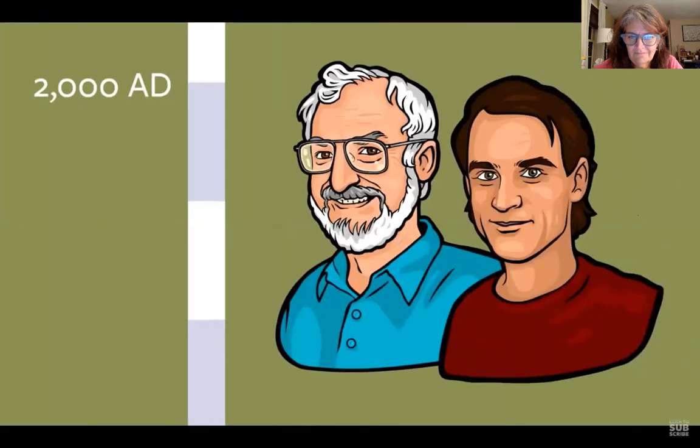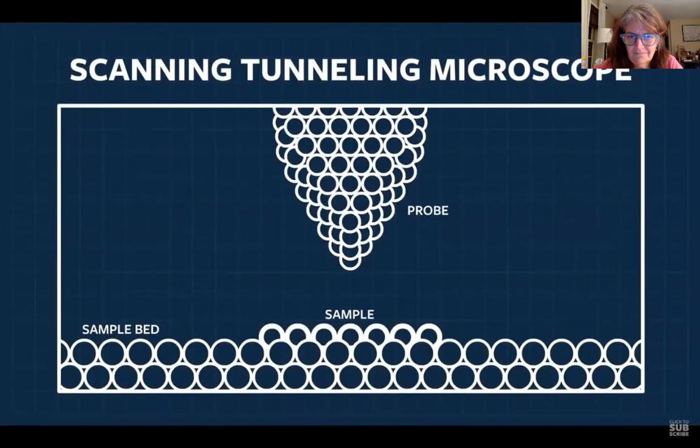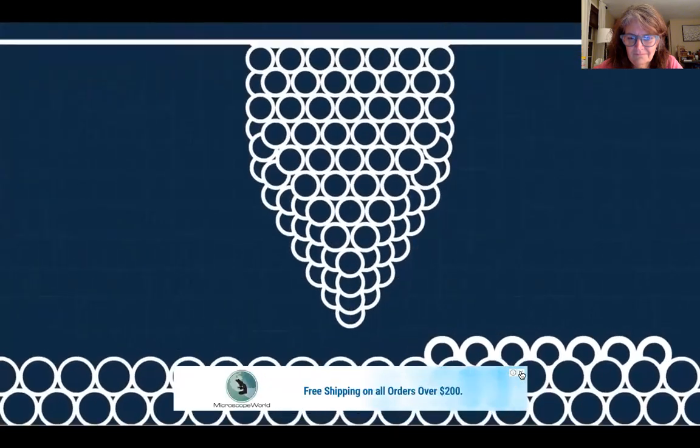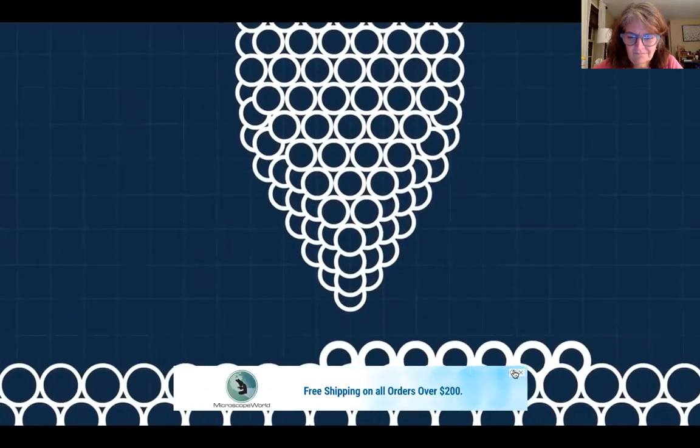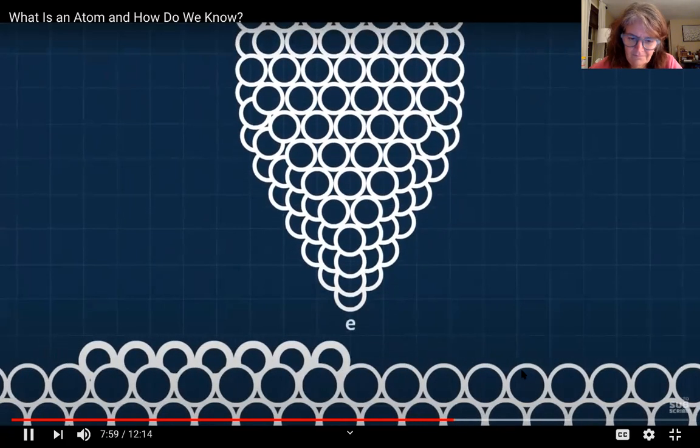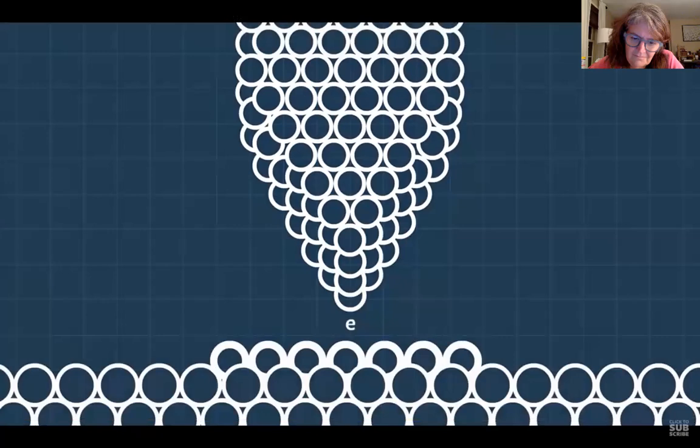In the 70s, a group of engineers led by Gerd Bennig and Heinrich Rohrer began working on what they called the scanning tunneling microscope, a microscope they hoped would let us take undistorted images of many different types of atoms. It uses a process called electron tunneling to scan and essentially feel the surface of the sample, much like you can feel around in the dark to get a picture of your surroundings.